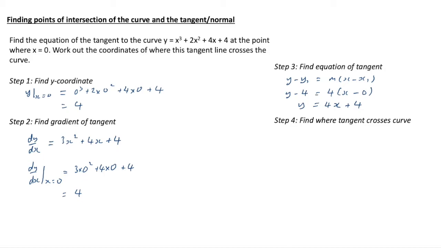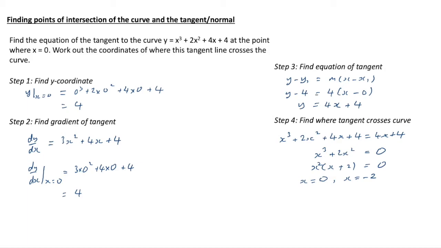But now we have to find where that tangent crosses the curve. Now this is the new bit really, because what we do is we put the expression for the curve, x cubed plus 2x squared plus 4x plus 4, equal to the equation of this tangent, which is 4x plus 4. Now, the next line we can subtract 4x from both sides, and we can subtract 4 from both sides, so that gives us x cubed plus 2x squared is 0.